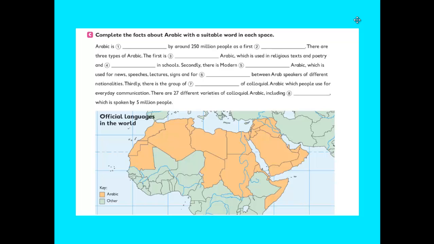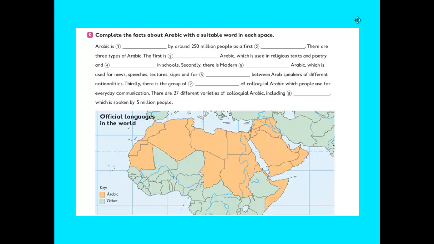Arabic is spoken by around 250 million people as a first language. There are 3 types of Arabic. The first is classical Arabic. So the first type is the classical Arabic, which is used in religious texts and poetry and taught in schools.